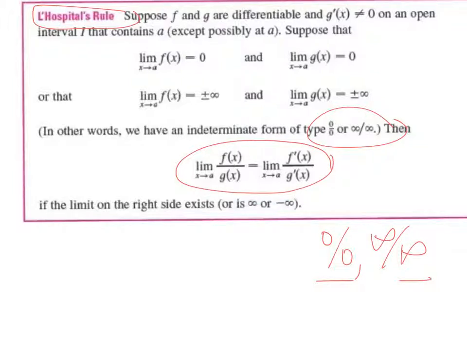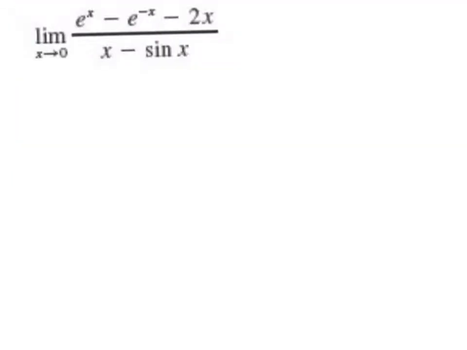L'Hopital's rule states that the limit of f of x over g of x as x approaches a can be evaluated through the limit of the quotient of the derivatives of those functions. Let's look at one of the examples. When we're given the limit of some function, the first thing we need to do is look into whether this is an indeterminate form.